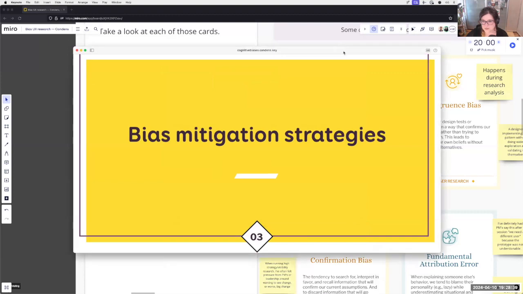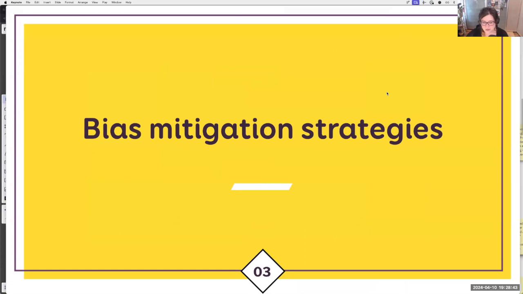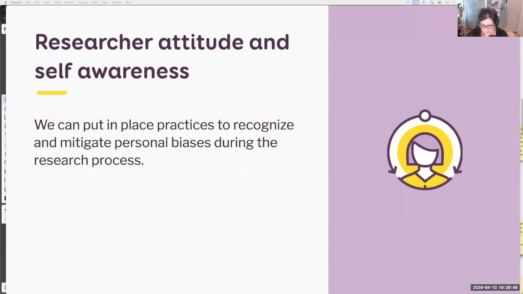So you had very nice examples. The goal now is to check how we can avoid that, or at least mitigate it. So what I ended up doing is I've created these little cards with different types of mitigation strategies. I will not go through all the cards now. You will have time to check them on the board.